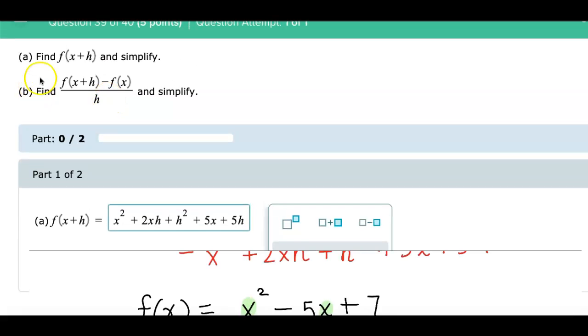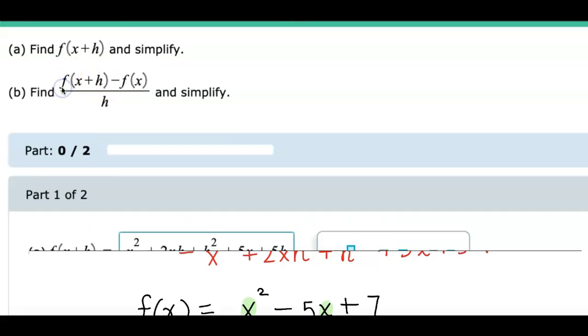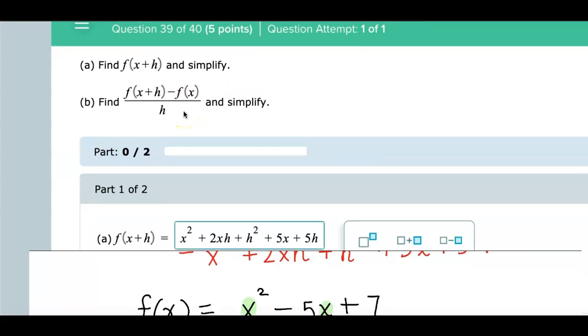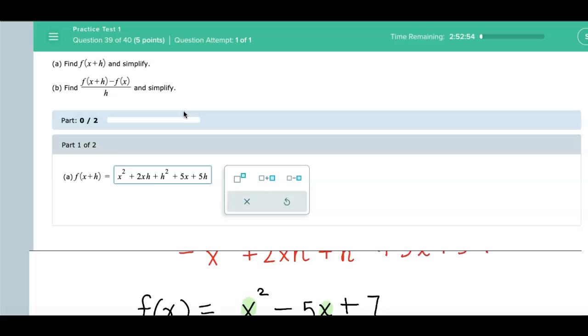Next part is actually doing the difference quotient. But listen, we did the hardest part just now. The hardest part of the difference quotient is figuring out this f of x plus h. That was part A. Since we did it, we just need to subtract f of x from it and divide everything by h. Okay, so take a look. I'm going to go ahead and set up the difference quotient over here.